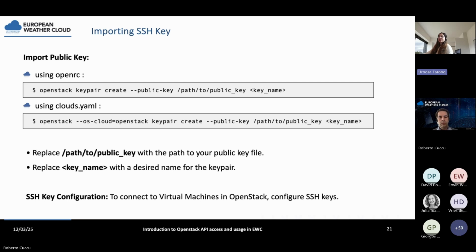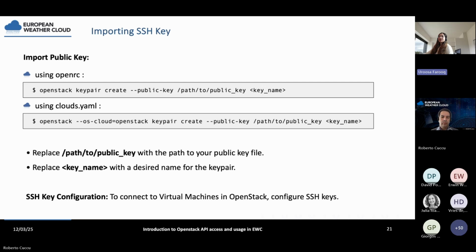If you have used the OpenStack RC file, you can run the following command to create a key pair: openstack keypair create, the public key option and the path of the public key, and then the key name. You have to simply replace the path to the public key with the actual path to your public key file, and the key name with the name you want to assign to your key pair.